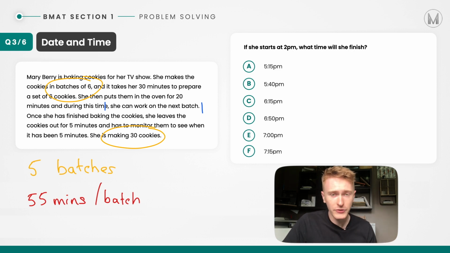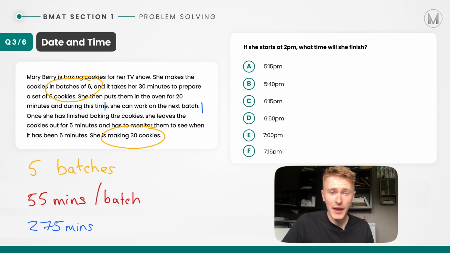Extrapolating that through, how much does it take us for 5 batches? Well, that's 5 times 55, and this is where it's good to be quick with your mental arithmetic. That gives us a nice answer of 275 minutes for the whole thing. Now, we said that was non-overlapping.